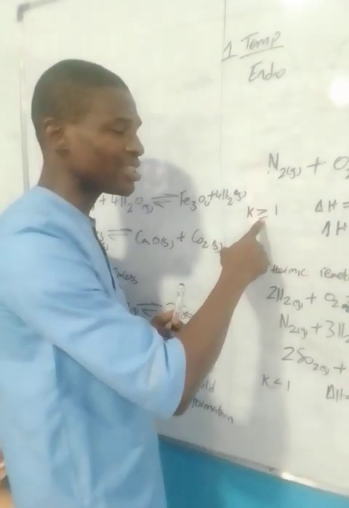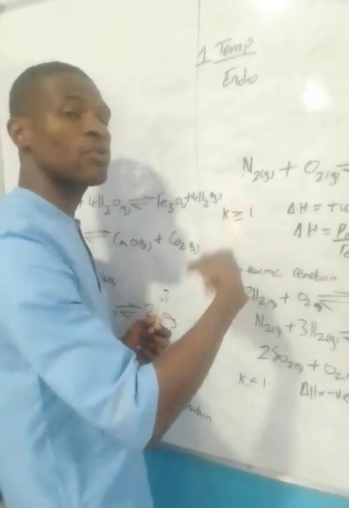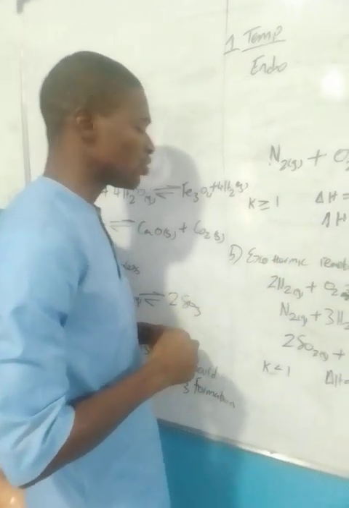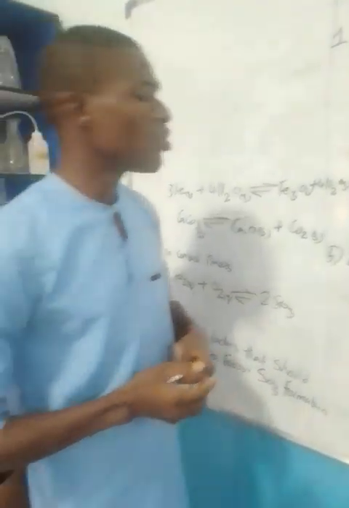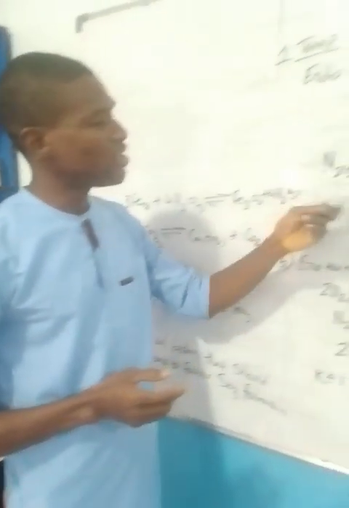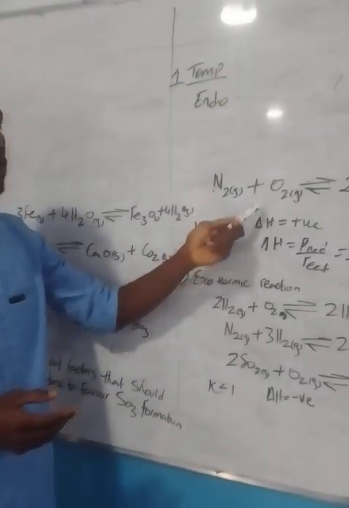So it can be 1, it can be 1.5, it can be 2, and so on and so forth. So in that case, an endothermic reaction can take place. All right, so this one is an endothermic reaction and it proceeds in the forward direction.